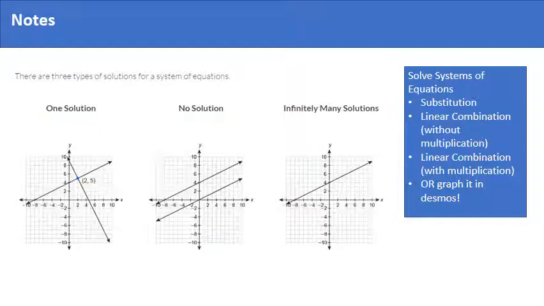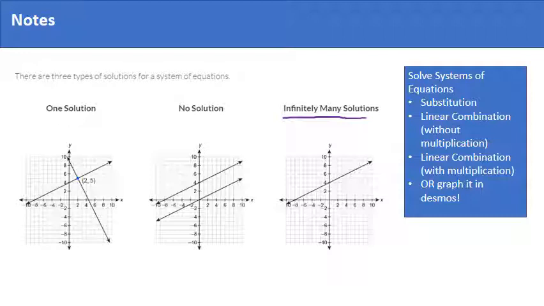And then we talked about infinitely many solutions. Now, when you have infinitely many solutions, that means those two lines are on top of each other. They are the same line. Okay, so those two lines are directly on top of each other. They are the same line.